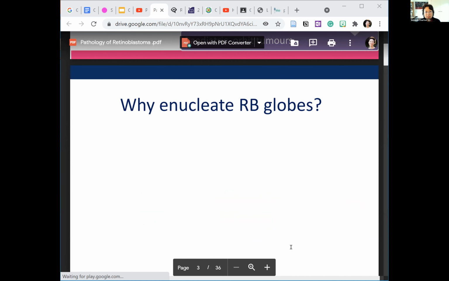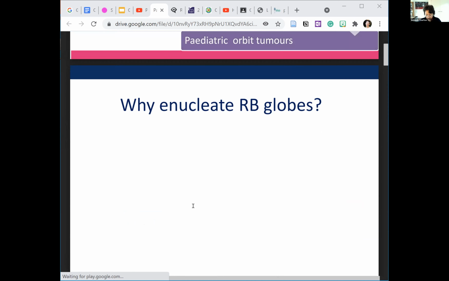Okay, first into the chat. Why enucleate retinoblastoma globes? Type away. Give me more than one reason. Save lives. Yeah, but most of them these days are not enucleated. So what are the reasons these days? And with modern technology, you've got laser, you've got all those other things. Okay, so yeah, blind painfuls, yes.